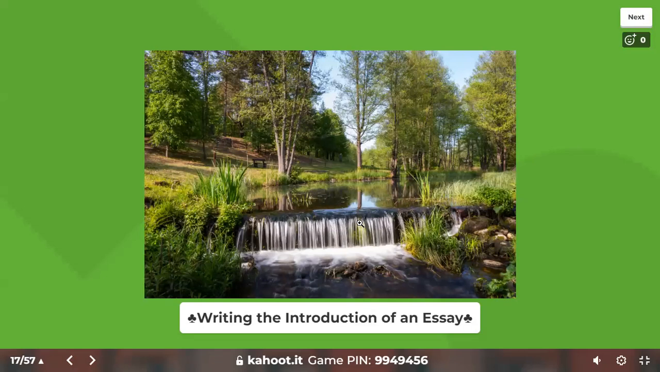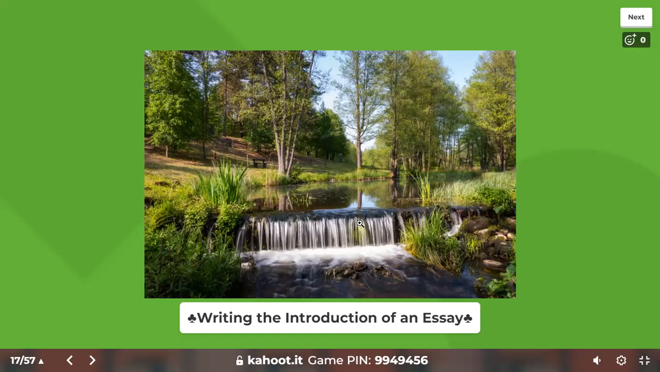The introduction is very important in the sense that it is the first contact. The first thing the examiner will look at is your introduction. If your introduction is effective, you are highly likely to have a good mark. But if your introduction is not okay, I don't think you will get a good mark.